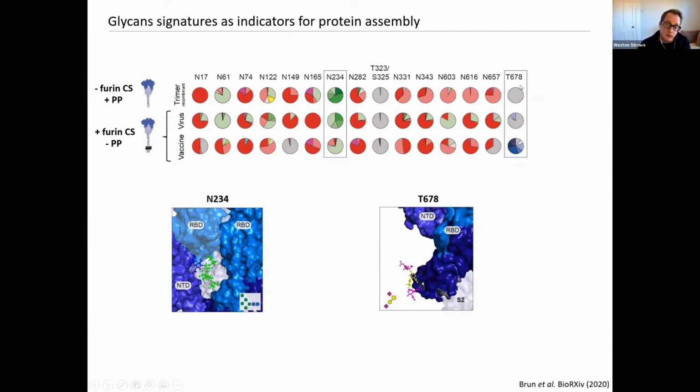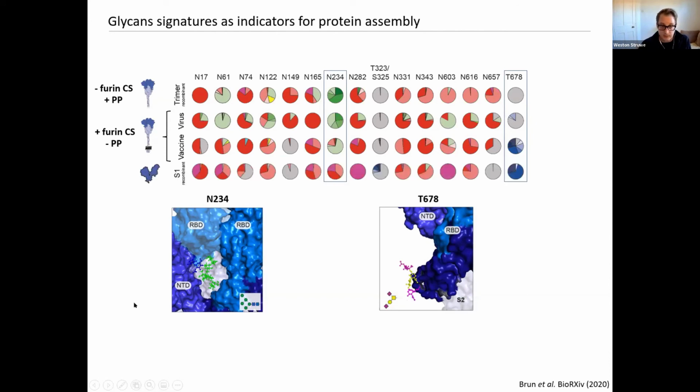Whereas with the O-glycan at 678, this is adjacent to the furin cleavage site. So what we think is happening here is on the stable trimer, this residue is not accessible to the number of N-acetylgalactosamine transferases in the Golgi, which is 22. So this is largely driven by protein architecture, sterics, and accessibility of these enzymes to a given protein. So as we look at the vaccine, this site becomes more available, as it were.